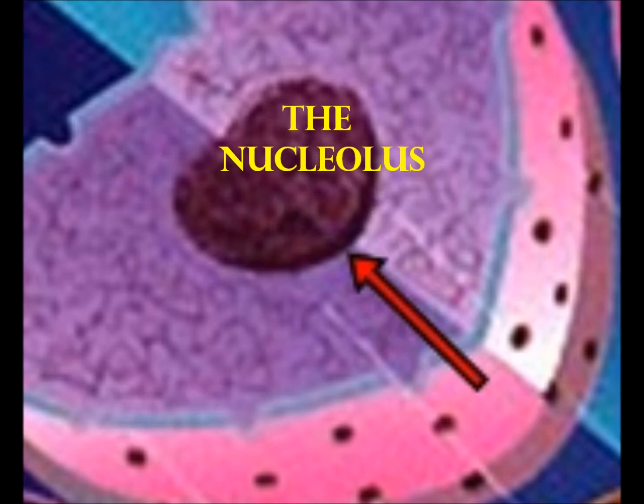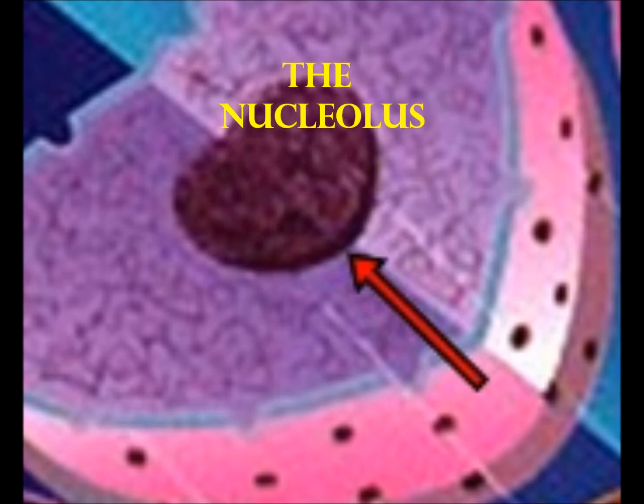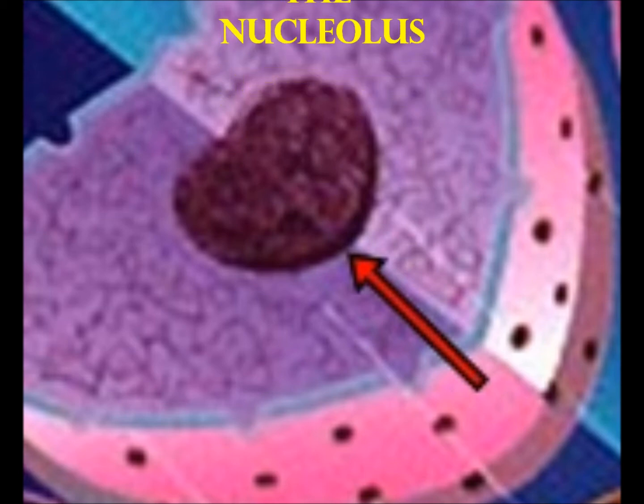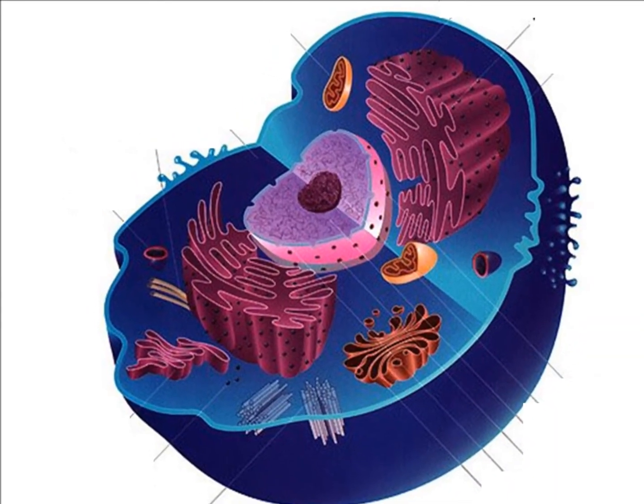The nucleolus disassembles at the beginning of mitosis, while its components disperse in various parts of the cell, and reassembly occurs during telophase. Now moving on to the cytoplasm.